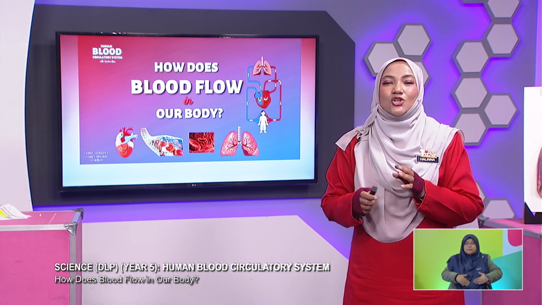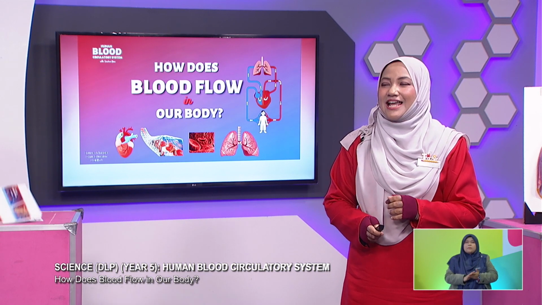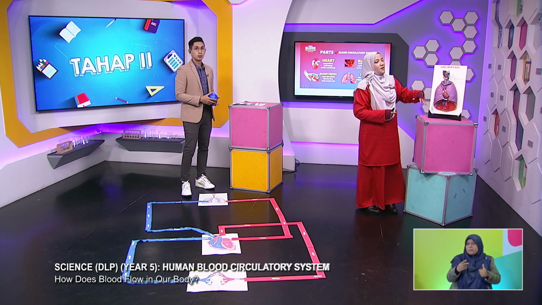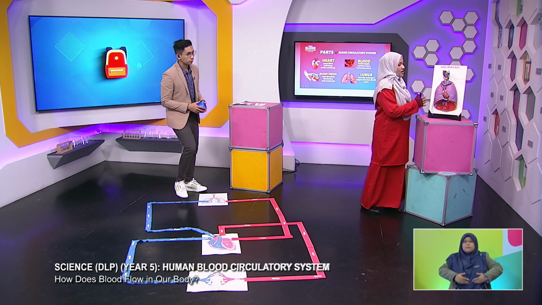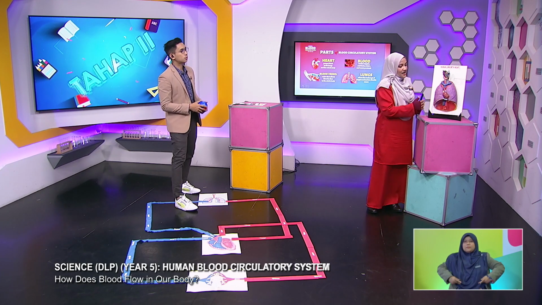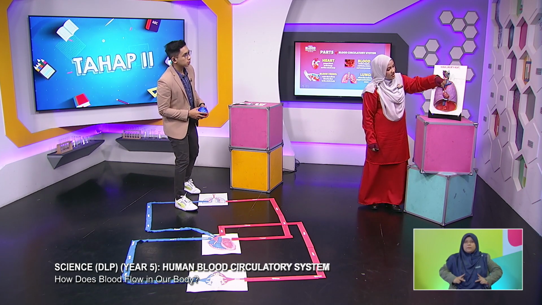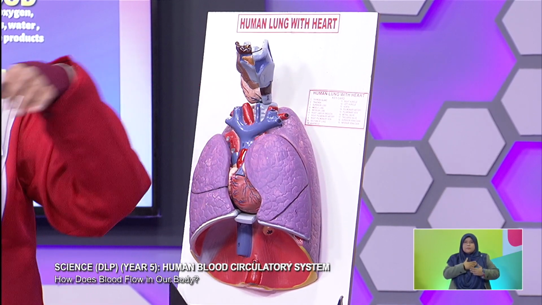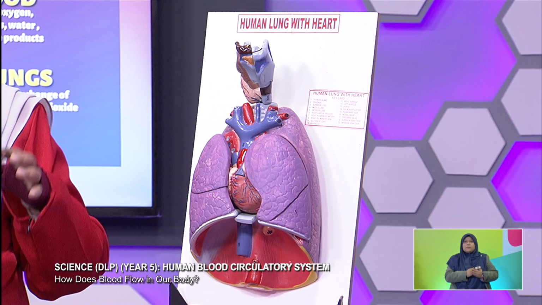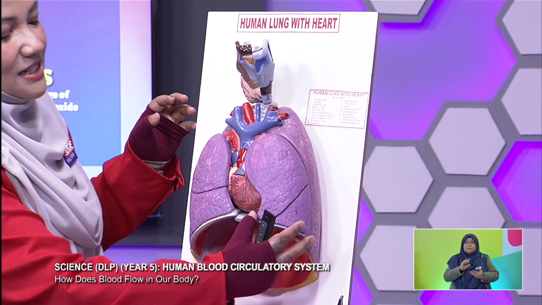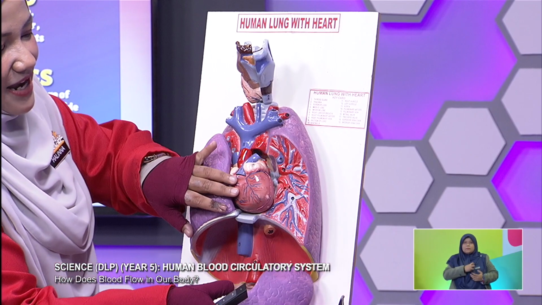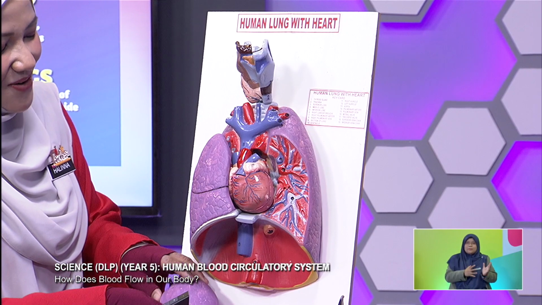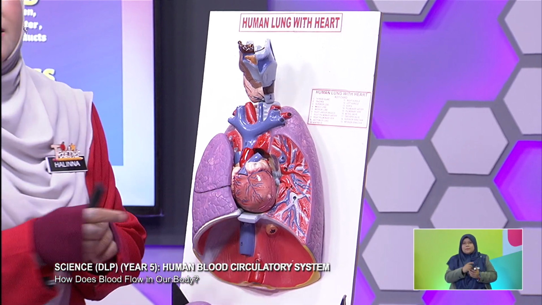that are involved in the human blood circulatory system. Let's go one by one. First one, if you look here, this is our chest area. We have the lungs, and our heart is actually behind our left lung. That's why our left lung is a little bit smaller than the right. Here we can see the heart is there. This is just a model for you to see. So first part, the heart.